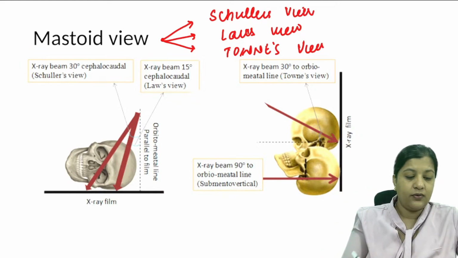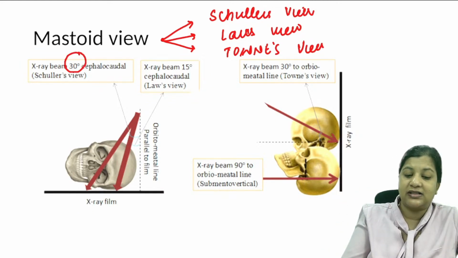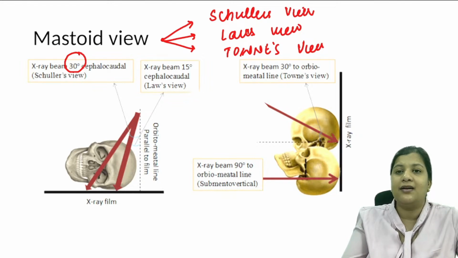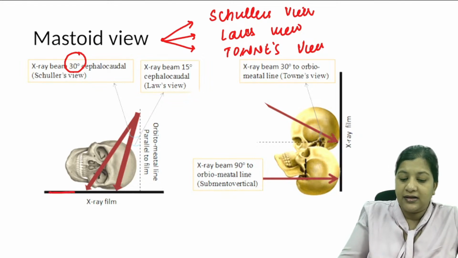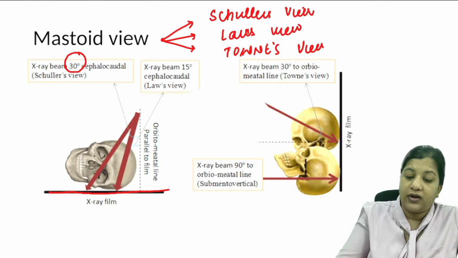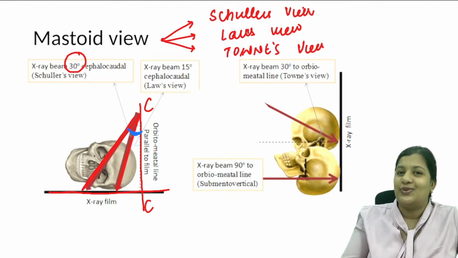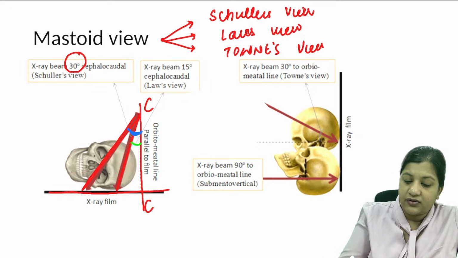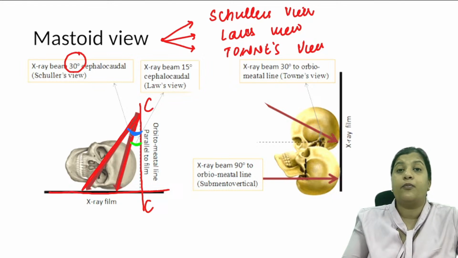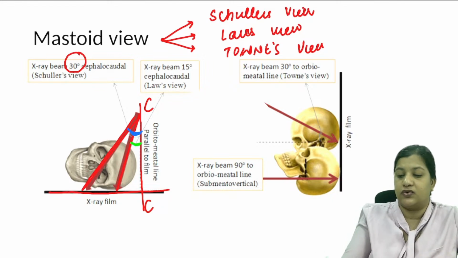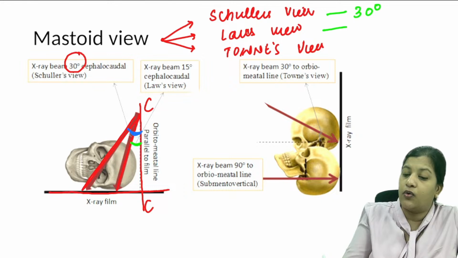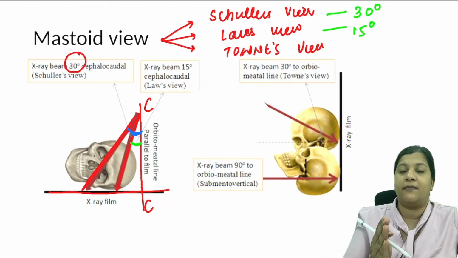So what is Schuller's view? It is when you do 30 degrees cephalocaudal direction. What do I mean by that? The head is resting on the plate, and if you take the x-ray beam, this is the cephalic and this is the caudal line. From here, if you take a 30-degree angle, it is going to be called Schuller's view. Instead of 30 degrees, if you take a 15-degree angle and put the X-ray beam, then we call it Law's view. So Schuller's and Law's are essentially the same. The only difference is the angle at which the X-ray beam is shot.